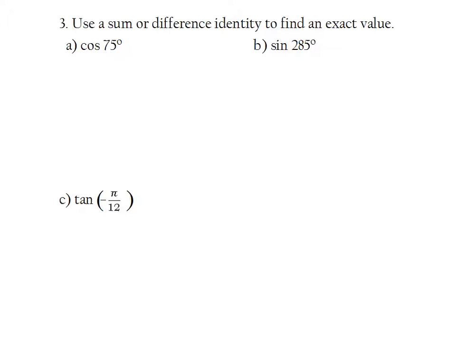I obviously didn't give myself enough space, so I just wiped it clean. I'm starting over. Let's do part B. I'm going to start way over here on the left. The sine of 285. I have to come up with two angles that would add up to 285, or we could maybe subtract to 285.